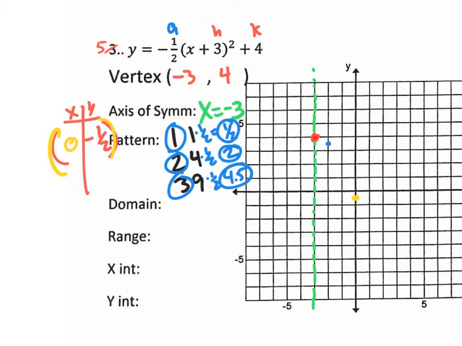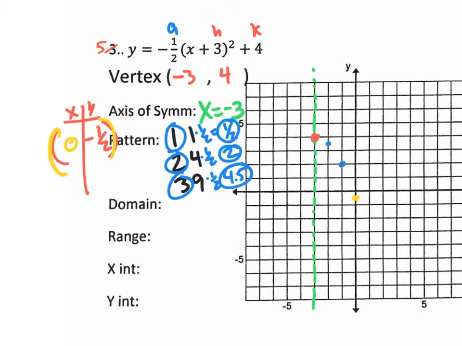Then go back to the vertex and go 2 over, 2 down. Put a dot right there. Then go back to the vertex and go 3 over, 4.5 down. 1, 2, 3. 1, 2, 3, 4.5. You see how we got that yellow dot without doing the input and the output? You could modify your pattern if you want. If you don't like modifying the pattern, then go ahead and just do an input-output table. You could use a calculator and get some coordinates.